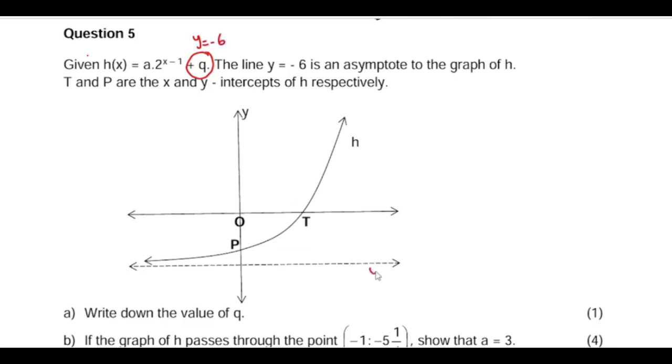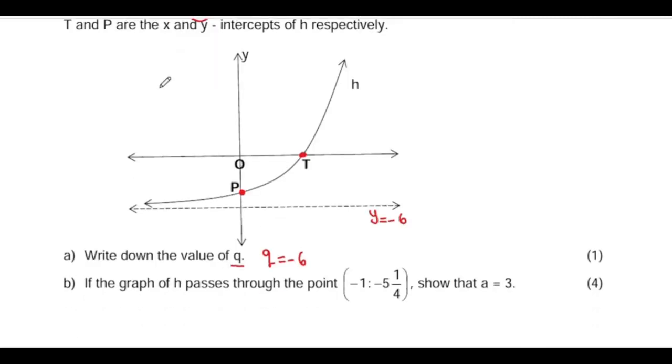So it's given that this line is negative 6. That's the value of q. And the first question says, write down the value of q. Please don't waste time on that. Q is minus 6. So t and p are the x and y intercepts of h respectively. So we have this as the y intercept and this as the x-intercept.